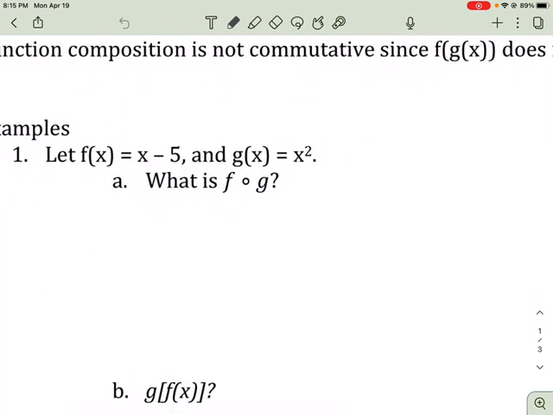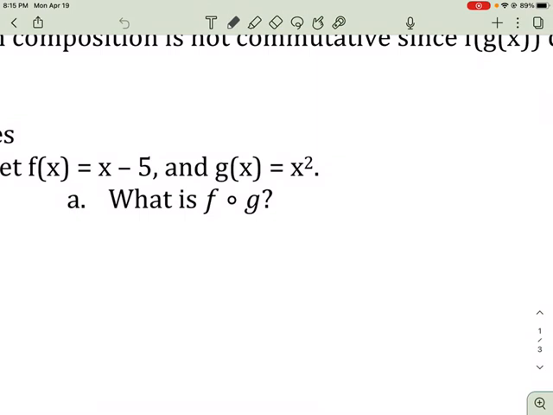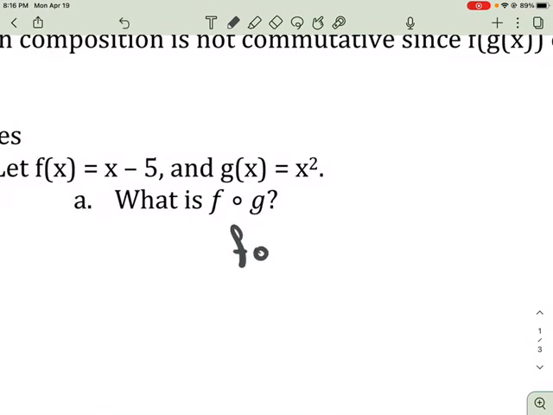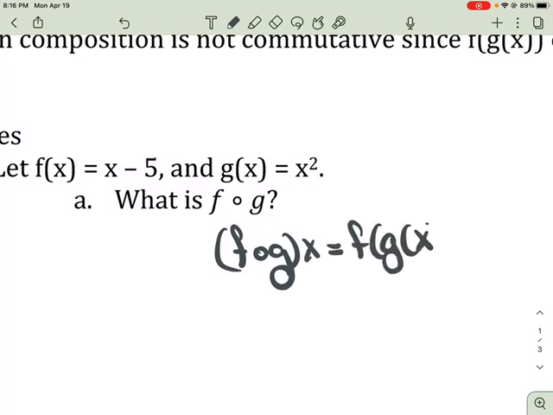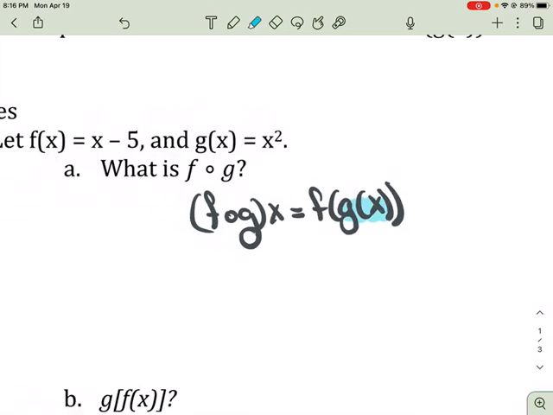All right, so here are our two functions: f of x equals x minus 5 and g of x equals x squared. So what is f composed of g? Another way to write this is f composed of g of x, which is the same as f of g of x. These are equivalent notations. This means that g is the innermost function.